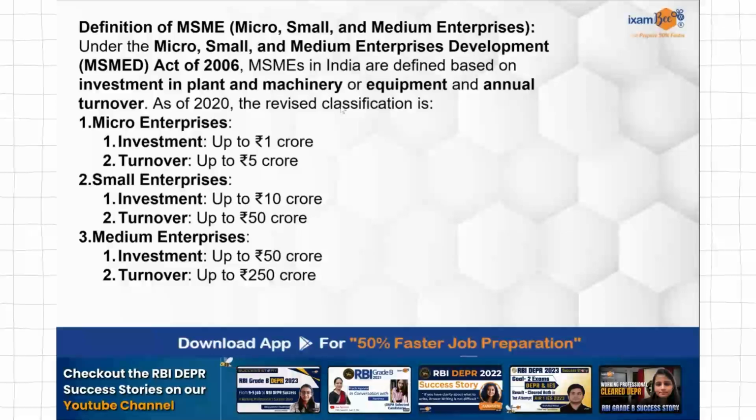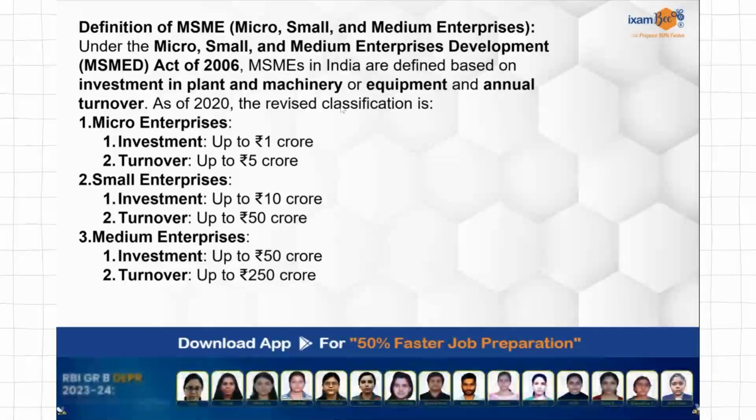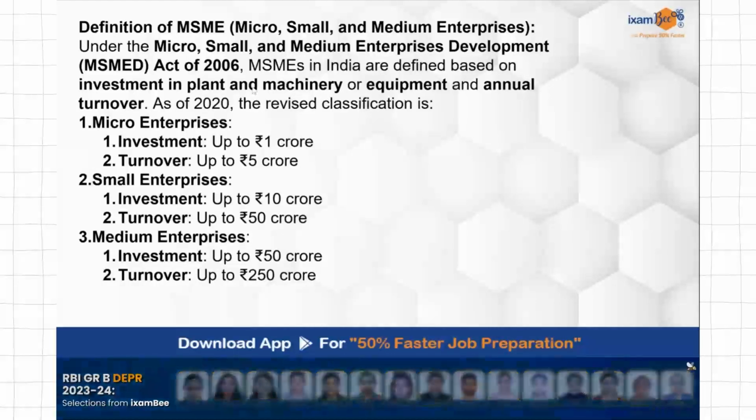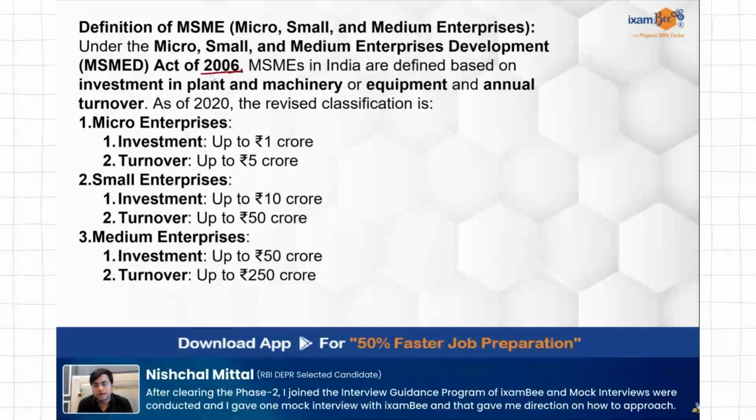Okay, now there is one question. We need to define the MSME. So I have written down the definition. The definition of MSME is micro, small, and medium enterprise. Under the Micro, Small, and Medium Enterprise Development MSMED Act 2006, MSMEs in India are defined based upon investment in plant and machinery or equipment and annual turnover.